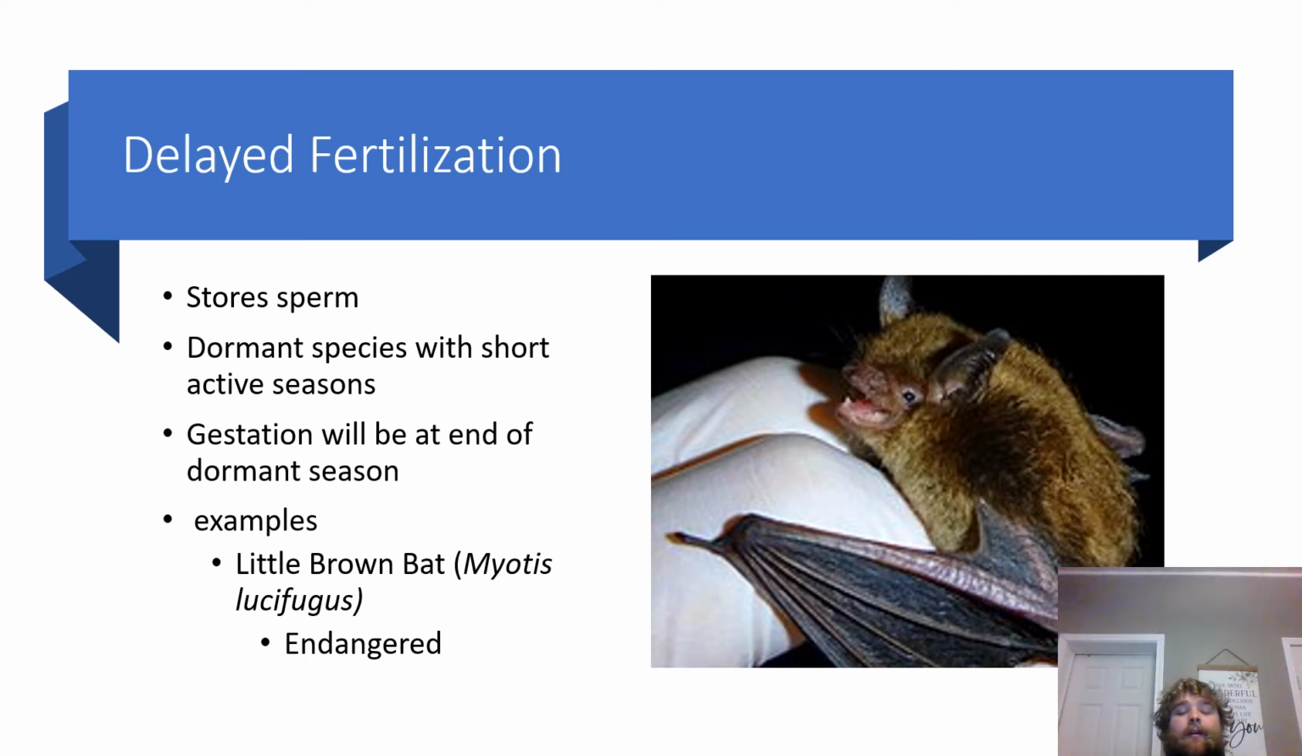Delayed fertilization is where the female, after copulation, will store the sperm. This is a popular method in dormant species with a short active season. So after copulation, the egg is not fertilized. The sperm is just stored. Then after the dormant season, when we're entering into the active season, gestation will happen, and the egg will be fertilized. An example of this is the little brown bat. And a little fact about the little brown bat is, unfortunately, they are endangered.